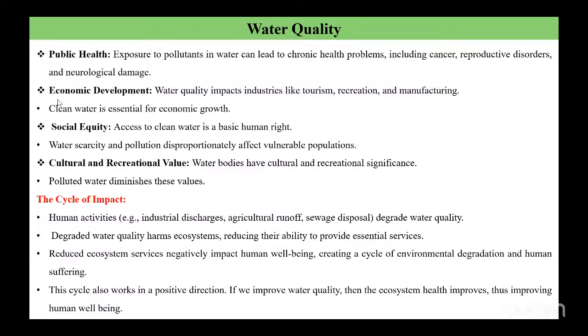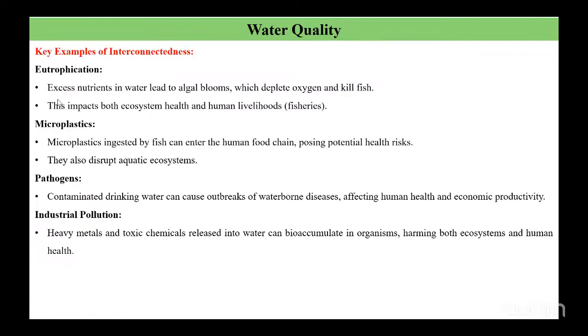So this cycle also works in a positive direction. If we improve the water quality, then the ecosystem health improves, thus improving the overall human well-being. So this is the overall interconnectedness between water quality, human well-being, and the environment. So let us see some key examples of interconnectedness.